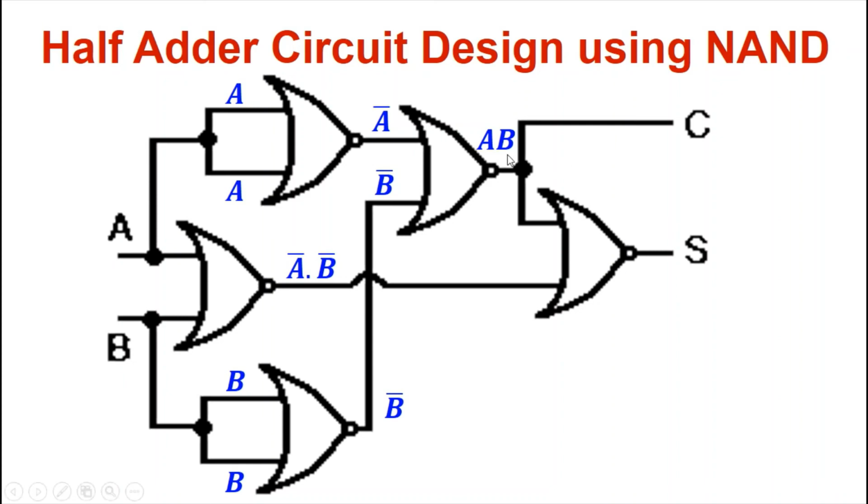Now that NOR gate output is considered as one of the inputs to the final NOR gate, and the other input is the output of the first NOR gate. So AB is one of the inputs and A complement and B complement is the other input. When you apply it to the NOR gate, finally you will generate A complement B plus AB complement. So this is the way you can implement the half adder circuit using NOR gates.